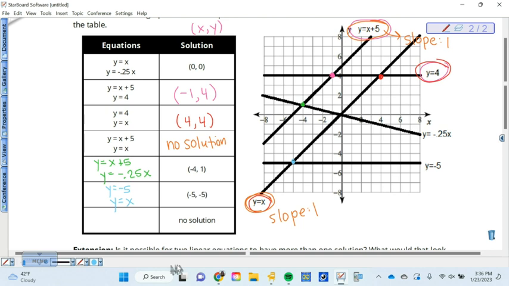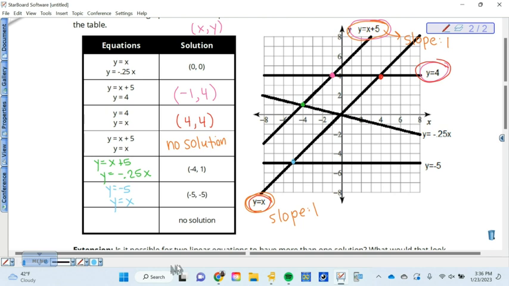Do those intersect? Yeah, eventually. Exactly. So if I continue those lines, they would intersect at some point. So we can't say those two don't have a solution, because just because we can't see it doesn't mean it doesn't exist, right?